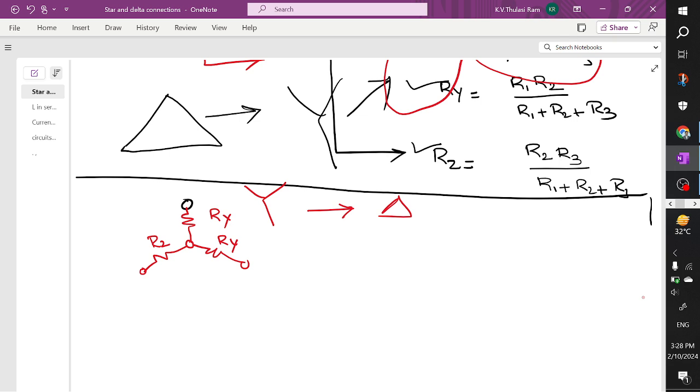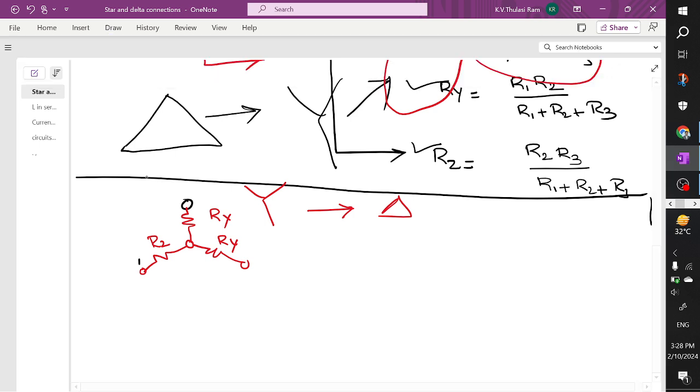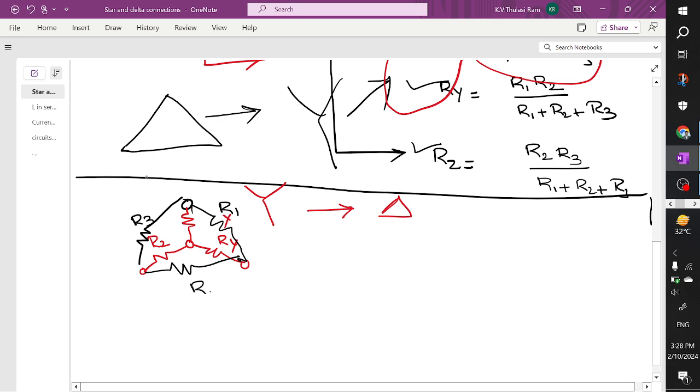So the red color one is given to us, and we need to find the black color one. I'm going to draw the black color network. This is a conversion of star to delta. So how am I going to draw this? This is the first, this is the second, and this is the third branch. Like this, you have three branches, and I'm labeling this as R1, this as R3, and this as R2.